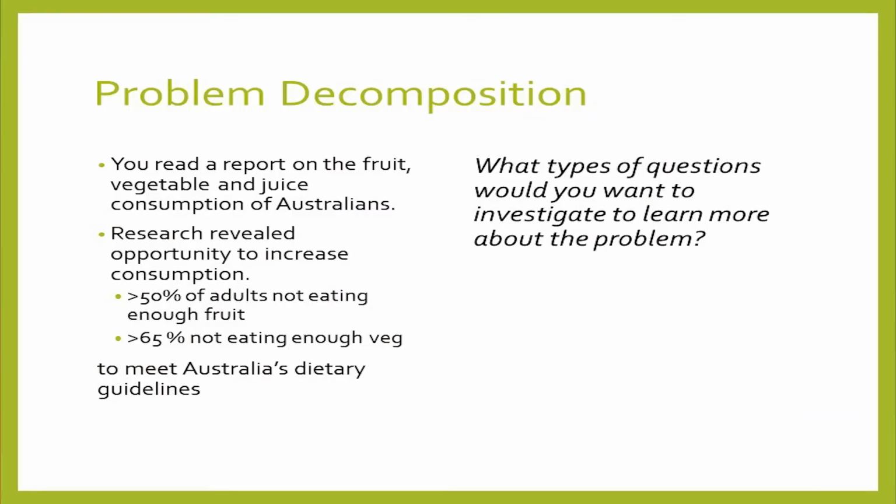Assume you just read a report on fruit, vegetable and juice consumption in Australia that revealed a problem with Australians not eating enough fruit. How could you deconstruct the problem? What types of questions might you ask? Examples might include, who is the underconsumption with any one particular consumer group, or is it across the entire population? Is there a particular segment of the industry where demand has dropped more than others? When did the decline start?